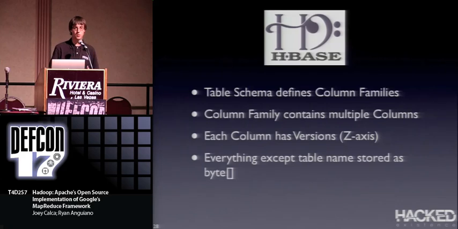So like for Google, when they go scrape a web page to dump into their search engine, they grab it today. And then when they scrape it again tomorrow, they'll drop it down on the z-axis to the next version. So they can go back through time on the same data set and see the changes over time. Everything in the table, except for the table name, is stored as a byte array, which works with HDFS for efficiency.